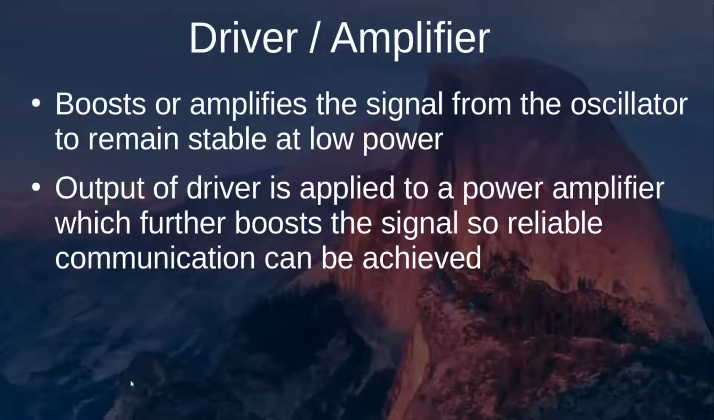After the signal leaves the oscillator, it can enter the driver or amplifier. The driver boosts or amplifies the signal from the oscillator to remain stable at low power. The output of the driver is applied to a power amplifier, which further boosts the signal so reliable communication can be achieved. At this point, the signal that reaches the power amplifier is fairly weak, so it needs a little more of a boost to be actually transmitted effectively throughout the air and heard by another station.